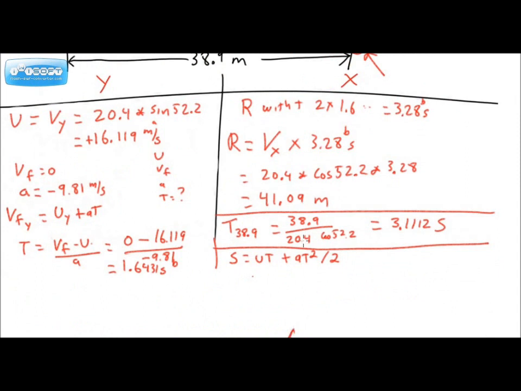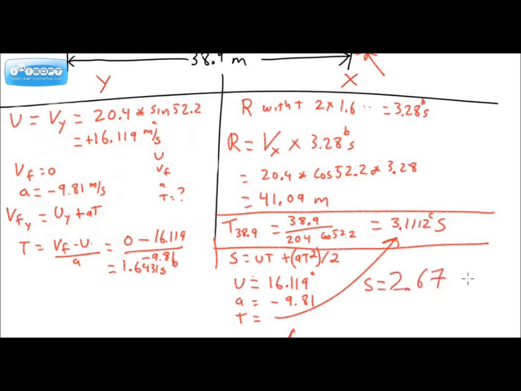I ran out of room last time too. At squared over 2. U, we're talking y component, is my 16.119 from memory location A. Acceleration is gravity. Make sure we get our sign correct. We have a time of what? Well, my time in this case at the 38.9 is my 3.112. So let's solve for s, and with the magic of the pause button, I get 2.672 meters. That's how high off the ground it is.